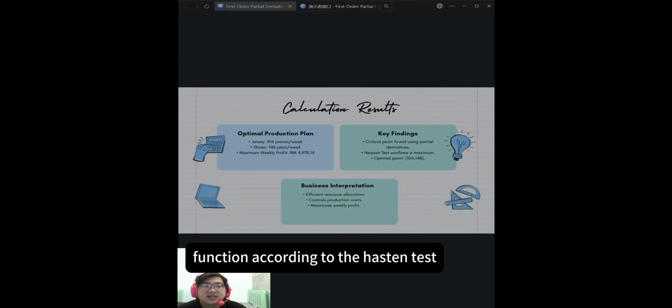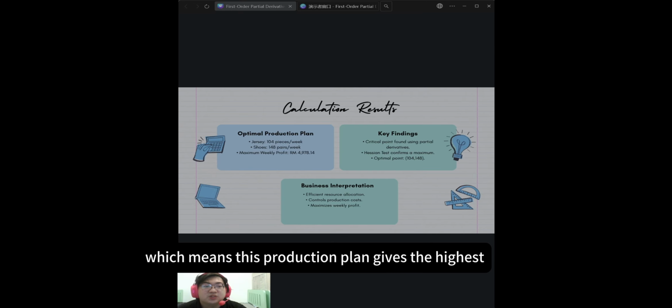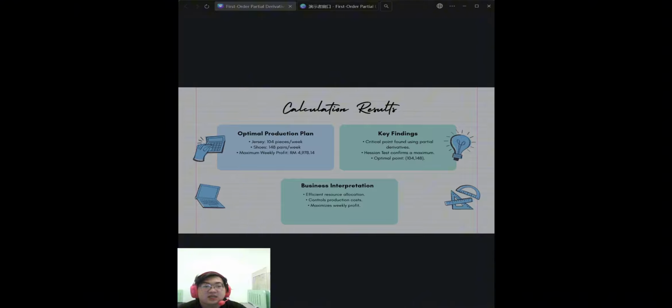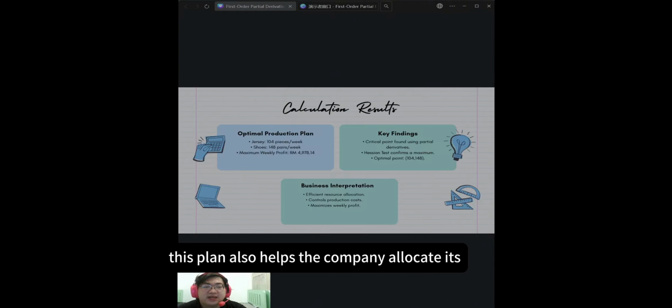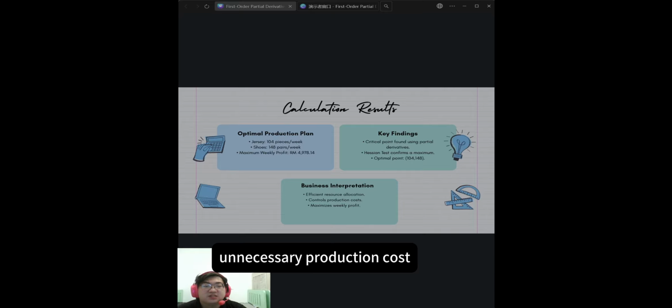According to the Hessian test, the critical point is confirmed to be the maximum point, which means this production plan gives the highest possible weekly profit. Besides maximizing profit, this plan also helps the company allocate its production resources more efficiently and avoid unnecessary production costs. Next, let's look at the result analysis.